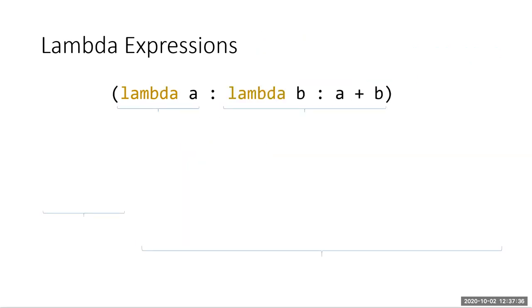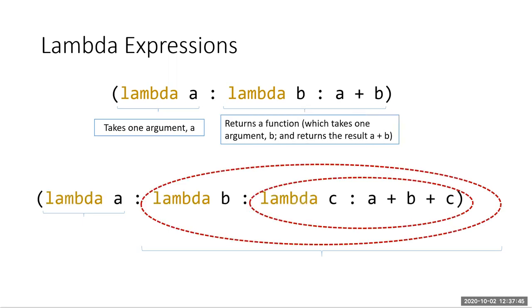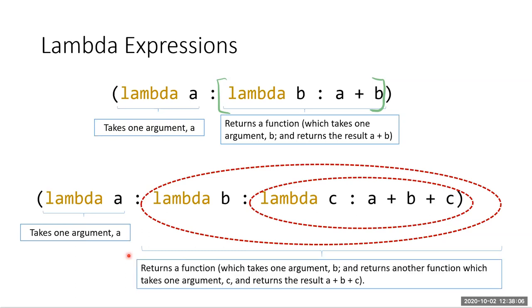Next up, we have lambda A, lambda B, A plus B. In this case, it takes one argument A, and it actually returns another lambda, in which the lambda takes one argument B and then returns the result A plus B. So in this case, it's more complex. It takes one argument, and it returns another function, in which the function works by taking in one parameter and returning the result.